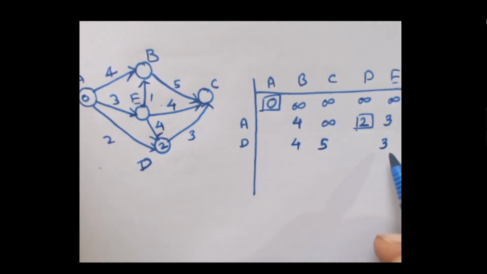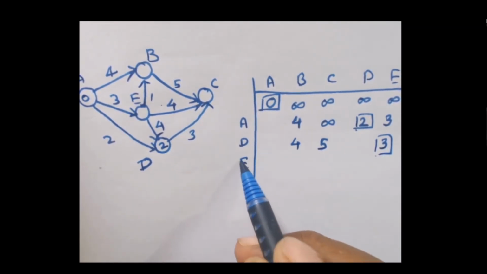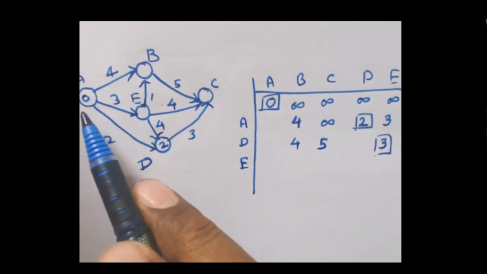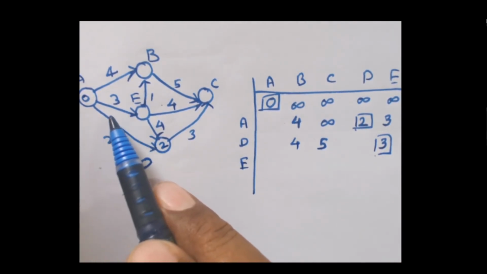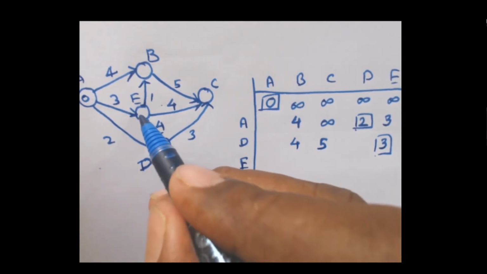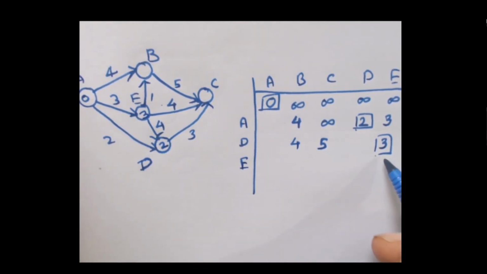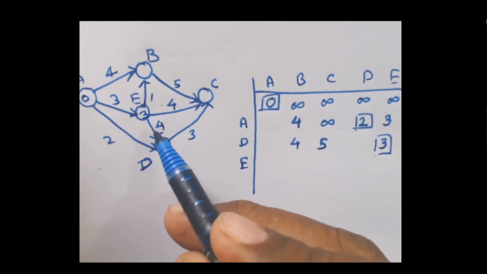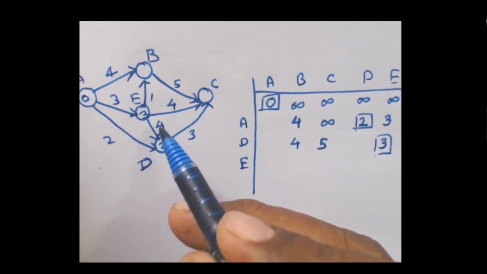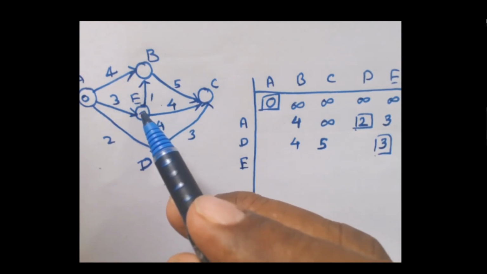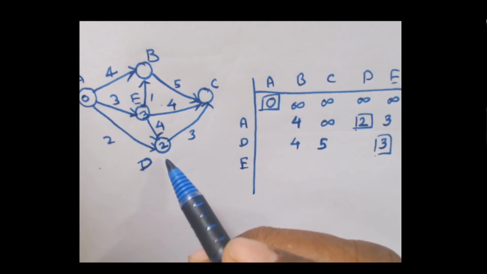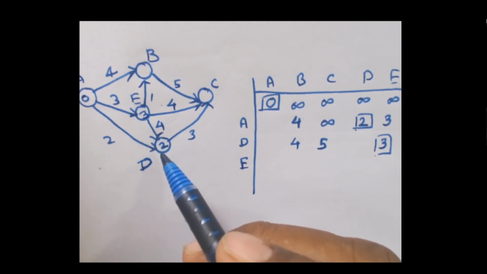So out of the remaining, 3 is the minimum. So we'll write 3 here, E here, and continue with this particular vertex. So from A to E, the weight calculated is 3, and this 3 is already what we have selected as a minimum. So we'll write 3 here and start calculating the adjacent vertices. The adjacent vertices of E are B, then C, and we also have D.